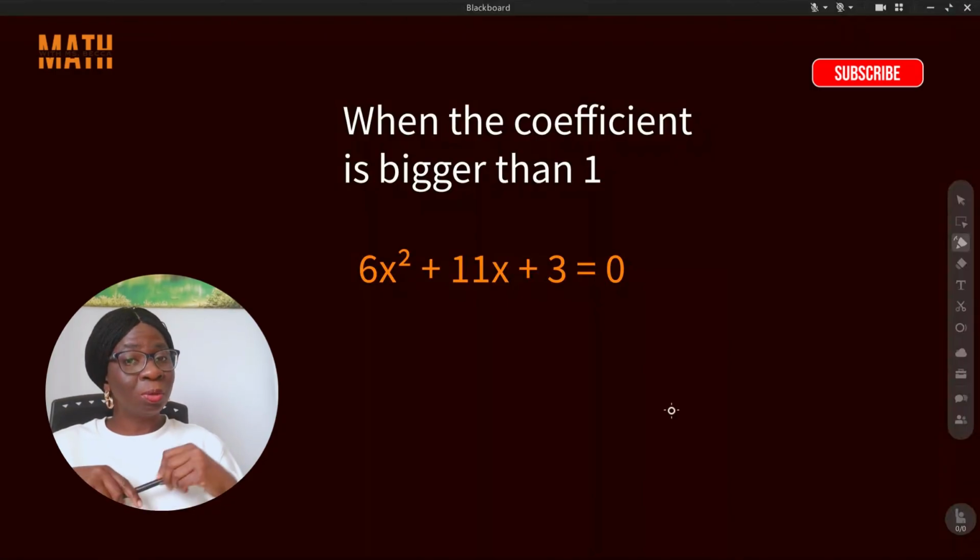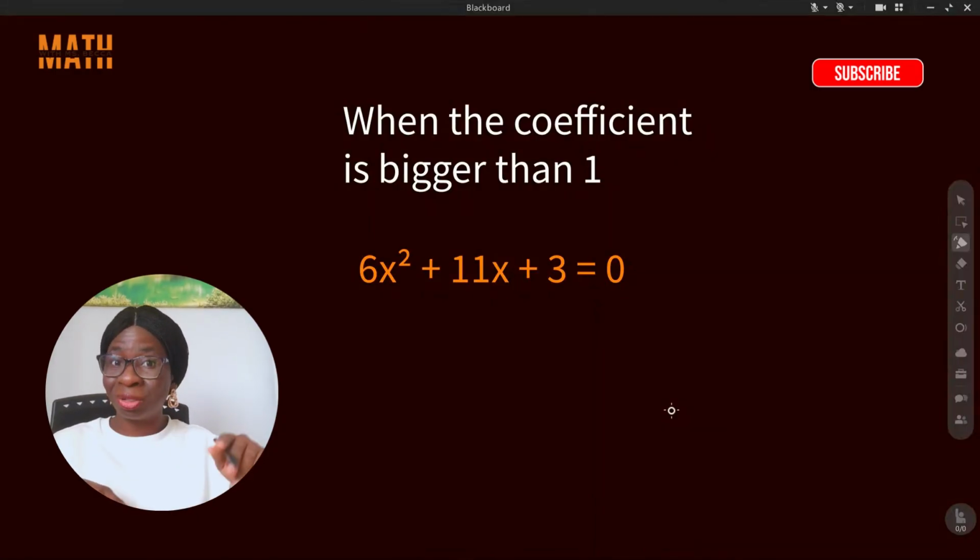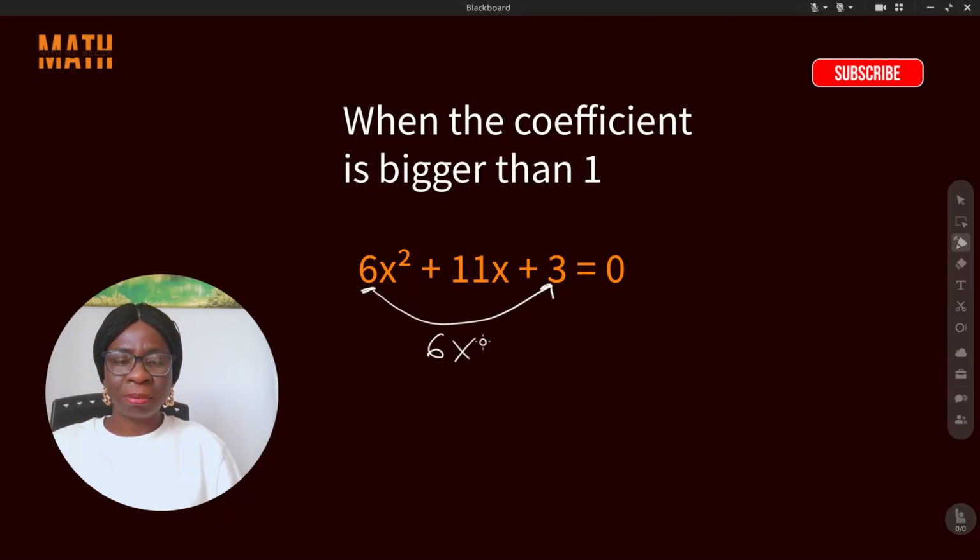This first enemy looks strong, but we can still slice through with our sword, factoring. So the first step is that we will multiply the coefficient of x squared, which is 6, by the constant c. So we have 6 times 3, and this will give 18. That is the first step.